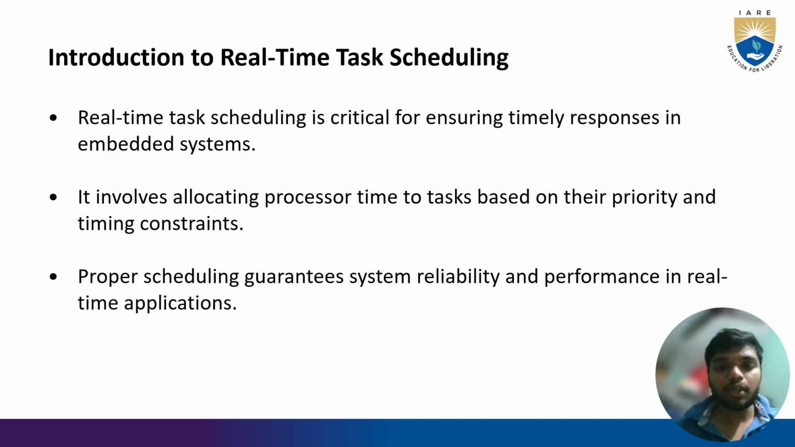Introduction to real-time task scheduling. Real-time task scheduling is critical for ensuring timely responses in embedded systems. It involves allocating processor time to tasks based on their priority and timing constraints. Proper scheduling guarantees system reliability and performance in real-time applications.